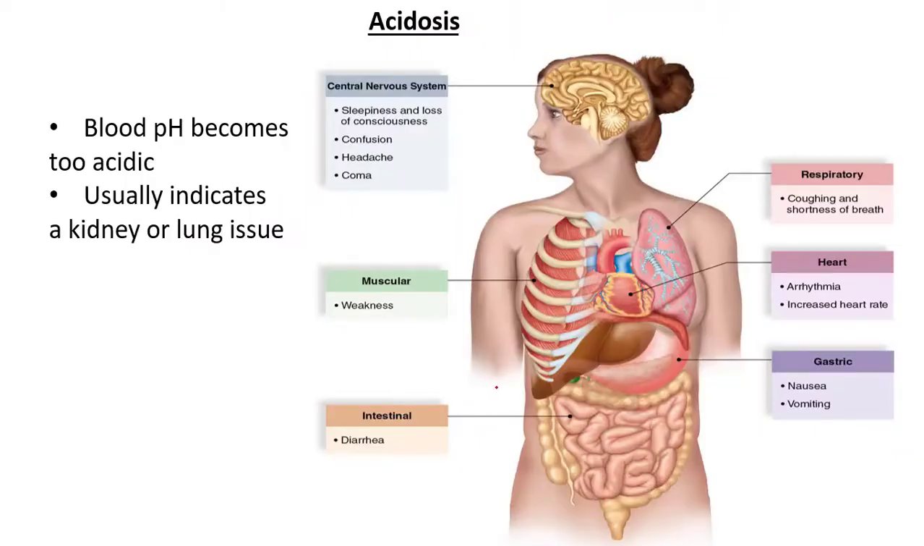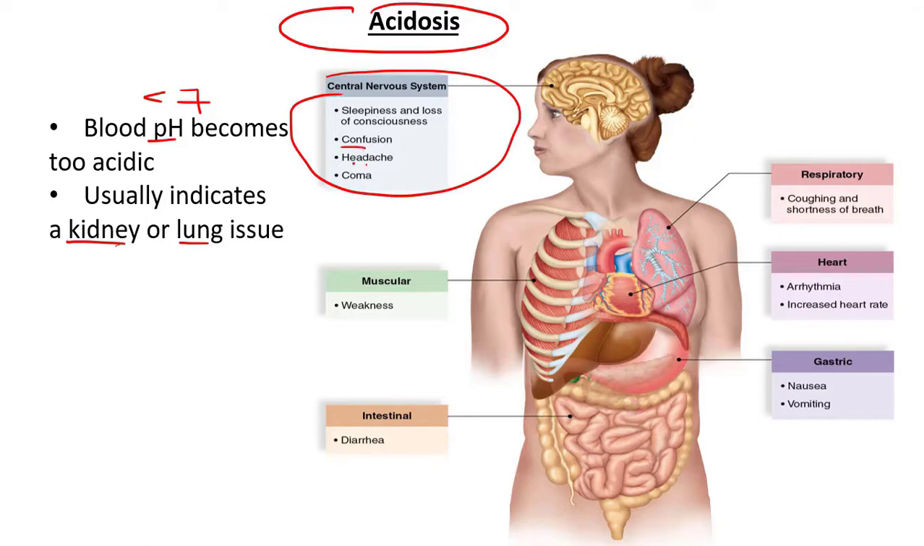Now, like I told you, blood pH needs to remain around neutral, around 7.4. If the blood pH becomes too acidic, it can lead to a really dangerous and even life-threatening disorder called acidosis. So acidosis is when the blood pH becomes lower than 7 or critically low. Usually if someone is in a state of acidosis, it indicates a kidney or a breathing lung issue. Some signs of acidosis: someone may have nervous system signs like confusion, headache, or even coma if it's very severe, muscle weakness, perhaps diarrhea, nausea, and vomiting. The heart rate will increase. They may feel respiratory symptoms like coughing or shortness of breath.